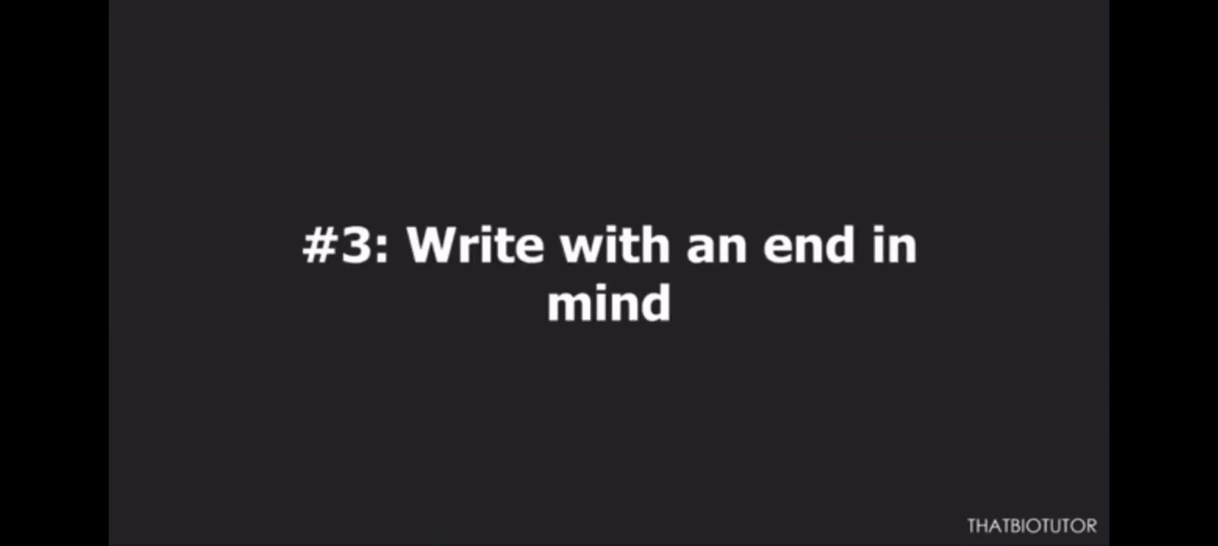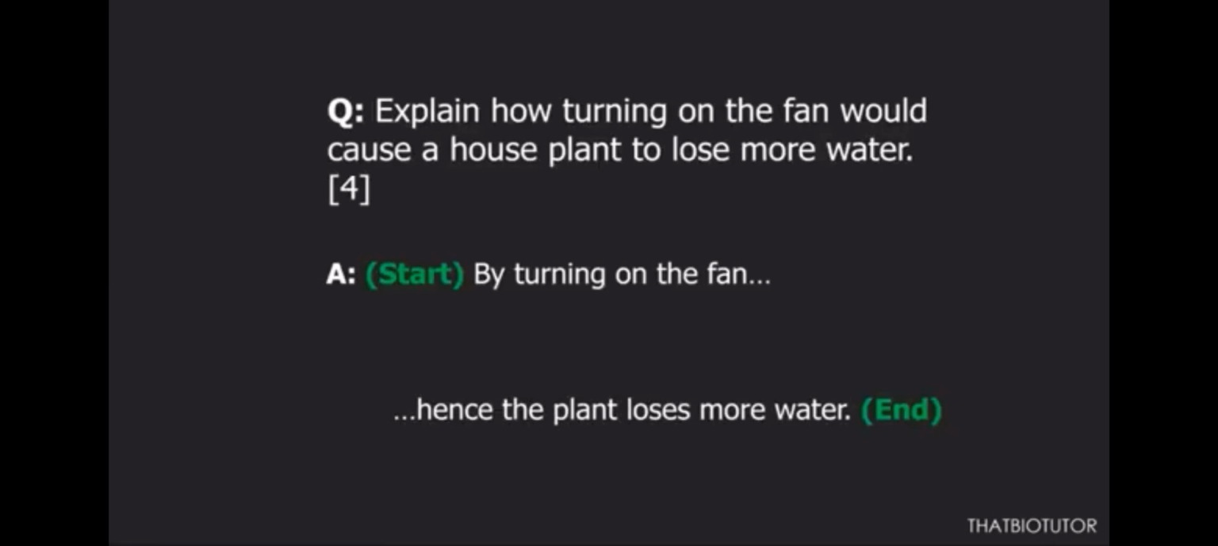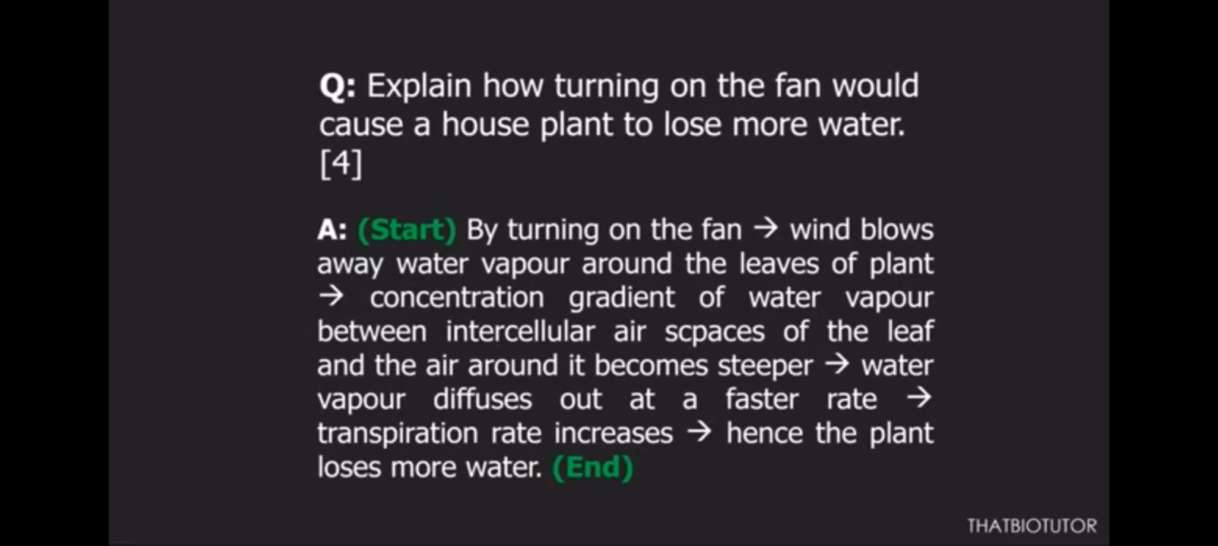Number three, write with an end in mind. It's a very useful strategy for application type questions. An example is, explain how turning on the fan would cause a houseplant to lose more water. The starting point is by turning on the fan, then you will explain. And the end will be, hence the plant loses more water. By mapping out like that and having an end in mind before you even start writing, it makes your answer a lot more structured and gives you direction. And it's so much easier now, we just need to fill in the middle with our content knowledge.